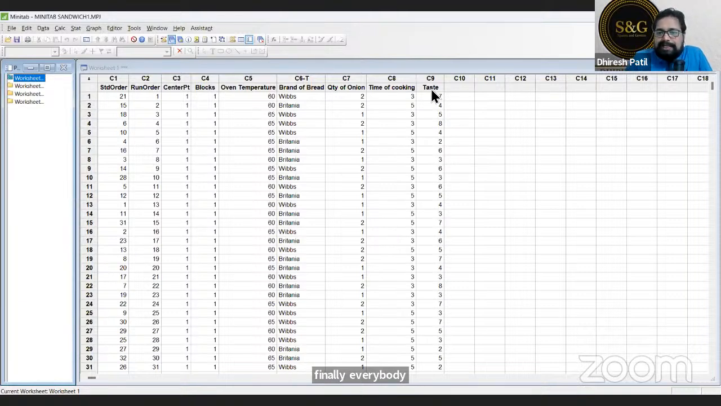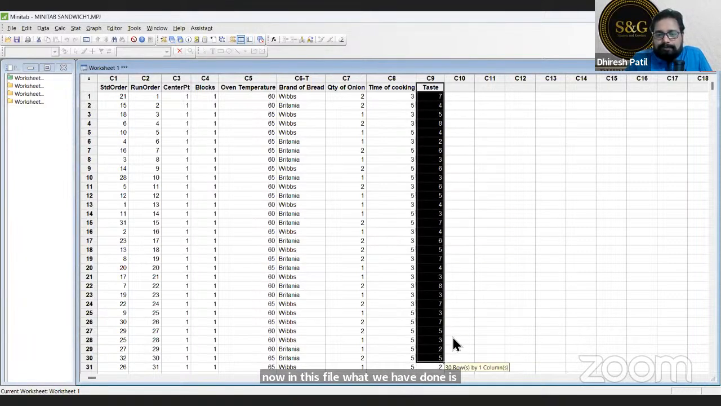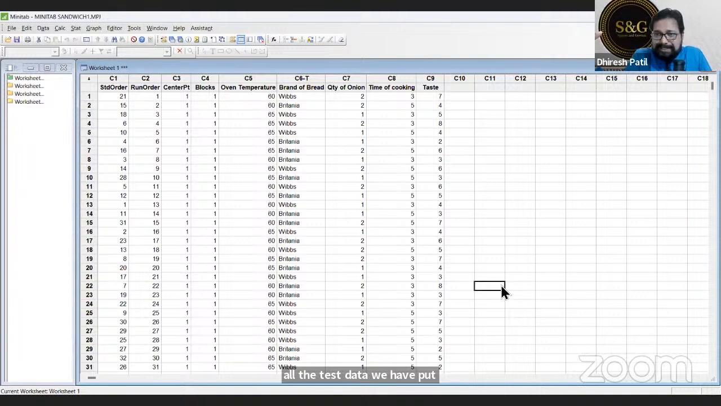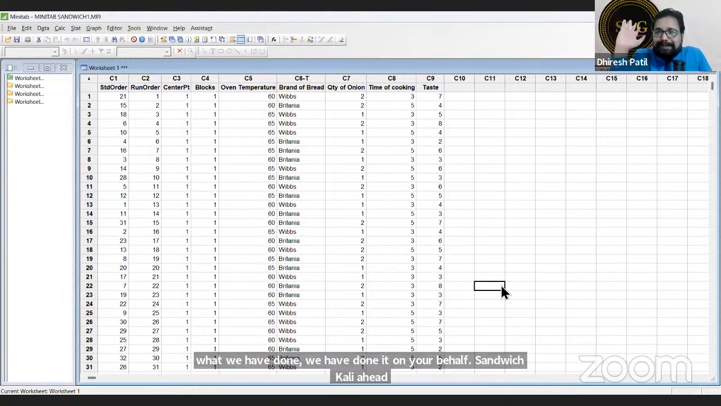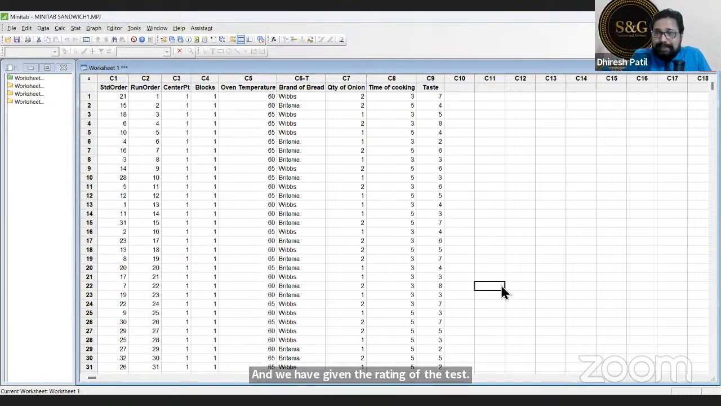Now in this file, all the test data we have put. We will not be able to make the sandwich and taste the sandwich and give the rating. So we have done it on your behalf. हम लोगों ने सब sandwich खा लिए है and we have given the rating of the taste. All right. Now we are going to learn how to do the analysis of this. अनालिसिस कैसे करना है हमें सीखना है. Everybody ready for this? Just give me yes in the chat box. Clear है यहाँ तक? Super clear. Amazing.